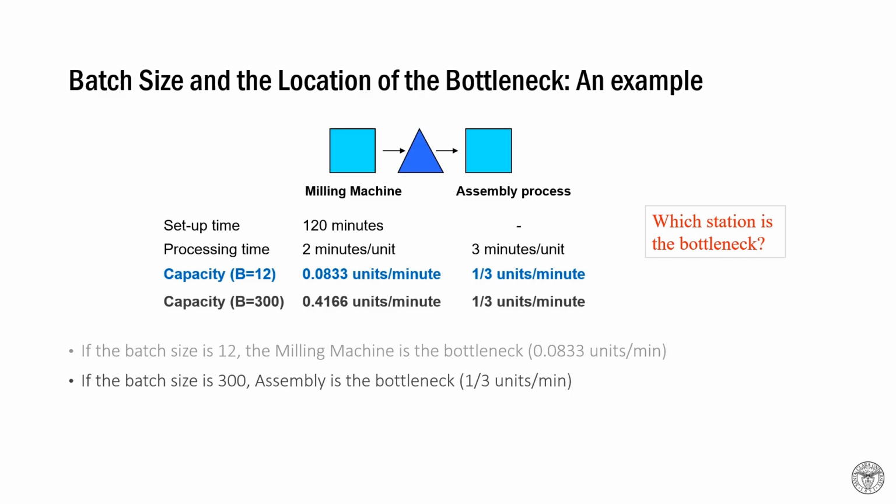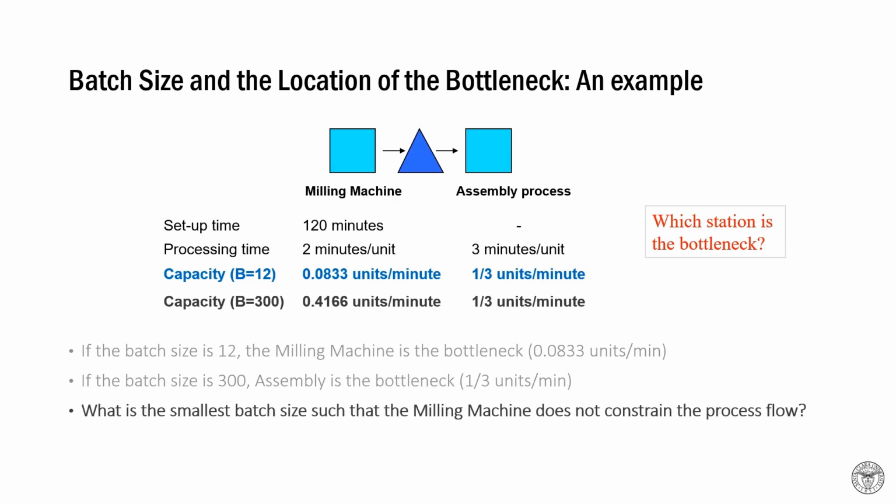Now, let's scale up our operations. What happens when we increase our batch size to 300? Here, the throughput of the mini machine is 0.1. The assembly process becomes the bottleneck. So, we have a key question to ponder. What is the smallest batch size such that the mini machine does not constrain the process flow?